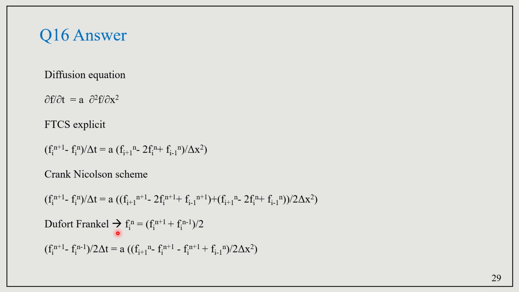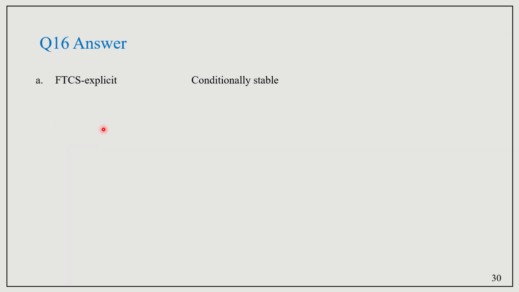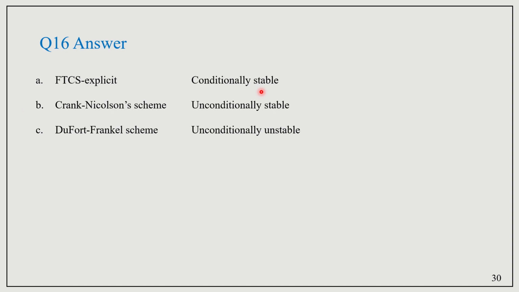So FTCS explicit scheme is conditionally stable, Crank-Nicholson is unconditionally stable, and Dufort-Frankel is also unconditionally stable. It mostly will be unstable at large time steps. So that is it. It is not unconditionally unstable, but unstable at large time steps.